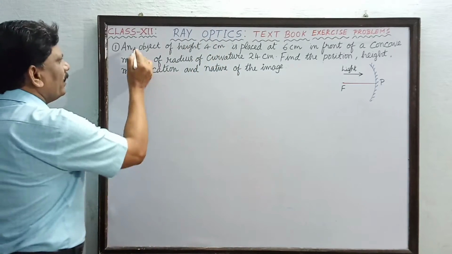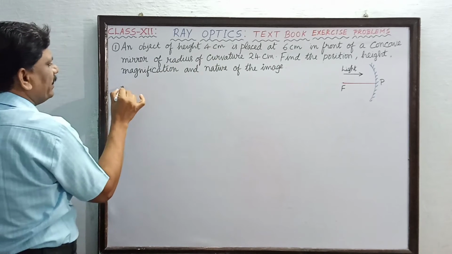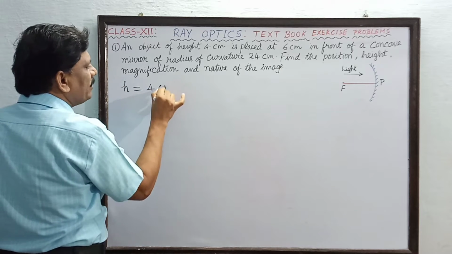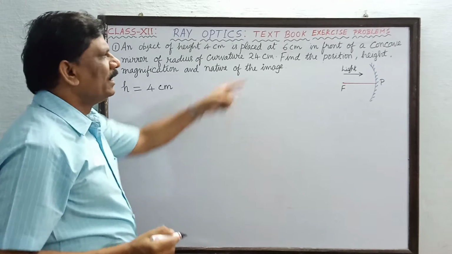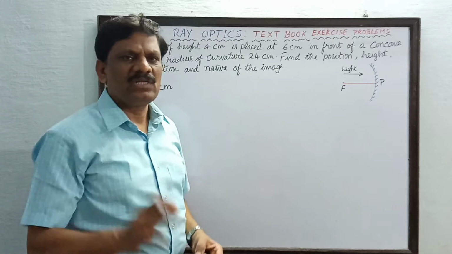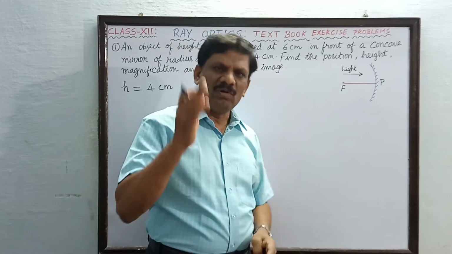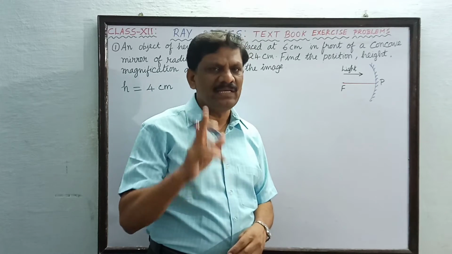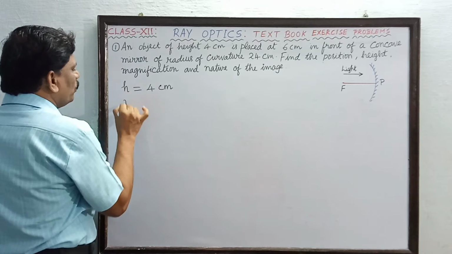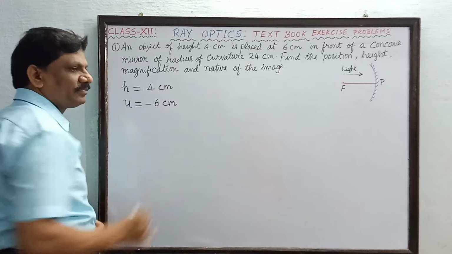Okay, now what are all the given quantities? The height of the object is 4 cm. So height of the object h is equal to 4 cm. And it is placed at an object distance of 6 cm. So always the object is placed on the left side of the reflecting surface. So object distance is always negative by the sign convention. So I will write u, the object distance, is equal to minus 6 cm.